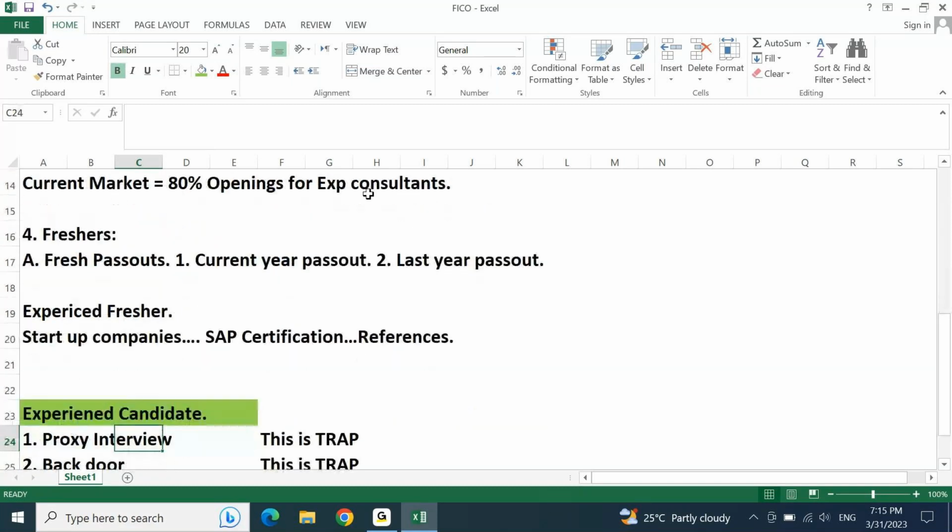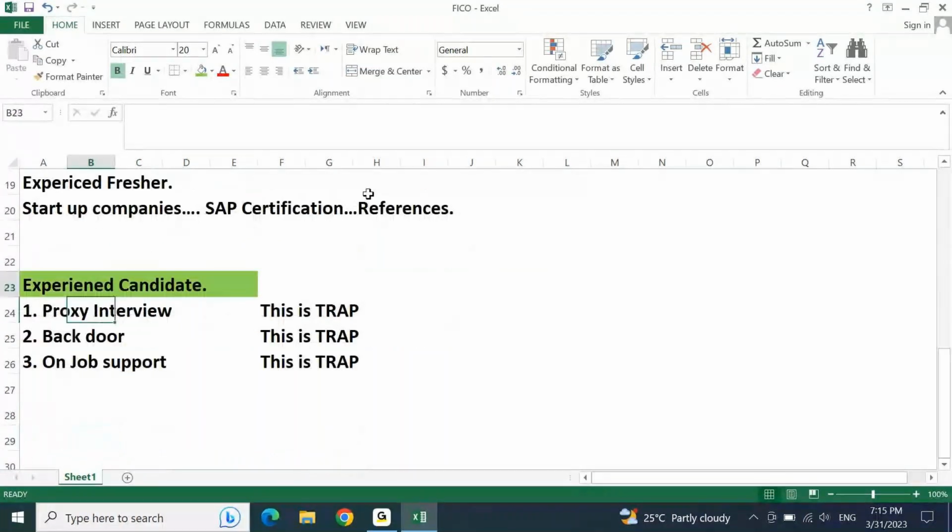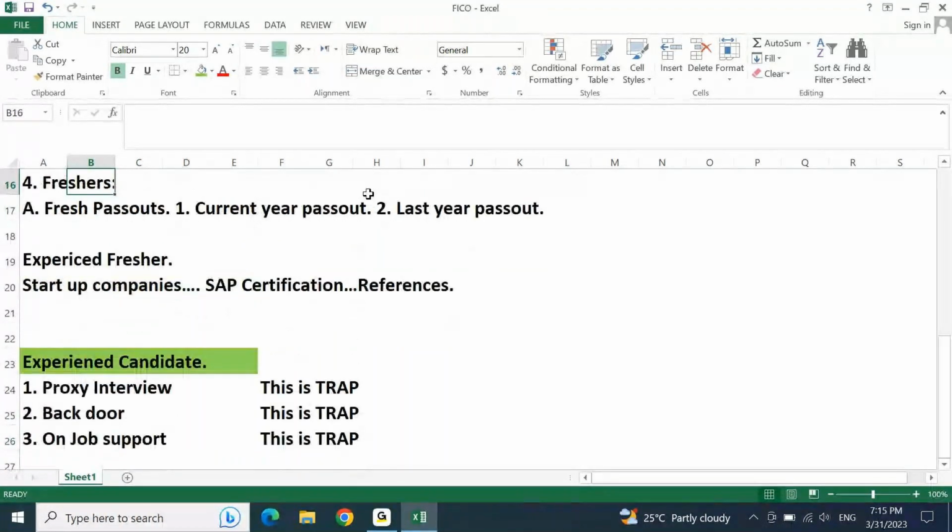Right? Now, any freshers here? When we talk about freshers, you have to be very clear: either current year pass out or last year pass out. If you are talking about a fresher interview or a fresher SAP FICO job today, we mean either you passed out in 2023 or you passed out in 2022. If you are not fitting in 22 or 23, do not consider yourself a fresher. This is very clear. Got my point?